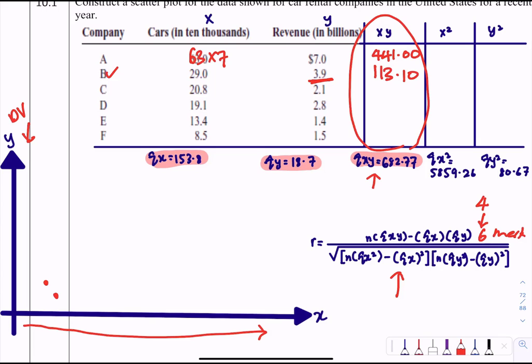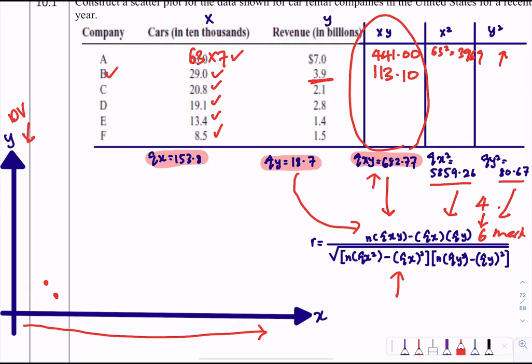After that, you square each of the x. For example, 63 squared equals 3969, and similarly for y squared. Then you get the summation, and then you insert the values inside the formula up until you get the R. The R will be 0.982. Of course I will not do it for you, because this one is just a simple insertion of the values to the formula.